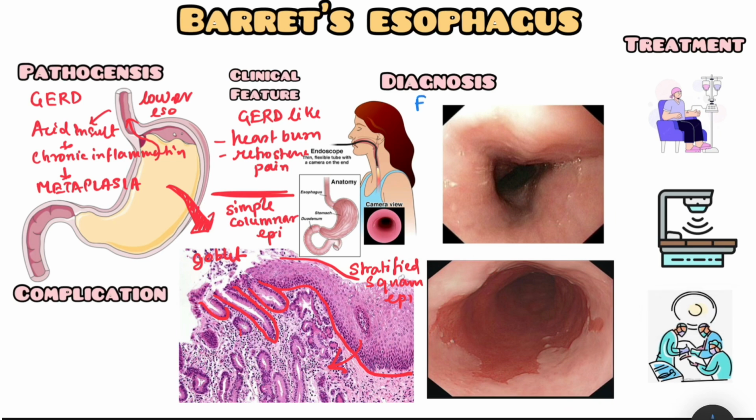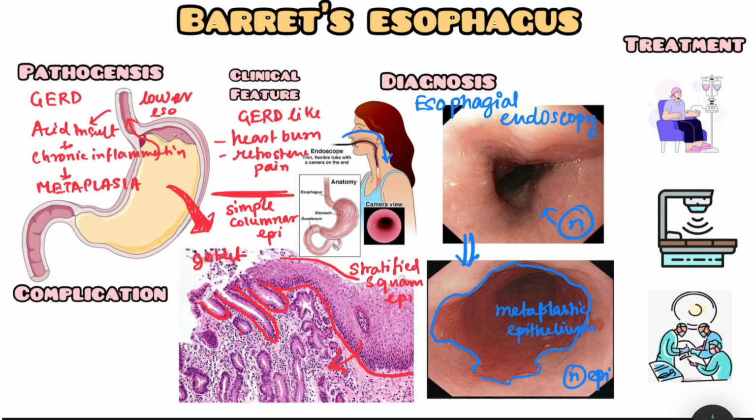Now, the diagnosis of this condition is by means of esophageal endoscopy, in which an endoscope, that means a camera-containing device, is passed down the alimentary canal of the patient into the esophagus, and we view the esophagus through that camera. Now, this image shows a normal esophagus, but the image below shows a clear demarcation between the normal epithelium and the metaplastic epithelium. This particular image is very, very important from USMLE or NEET PG point of view.